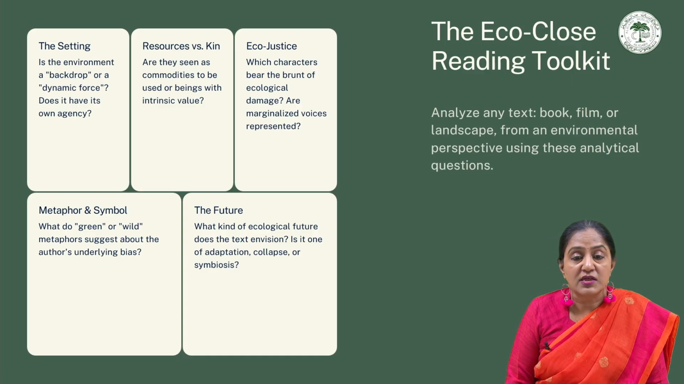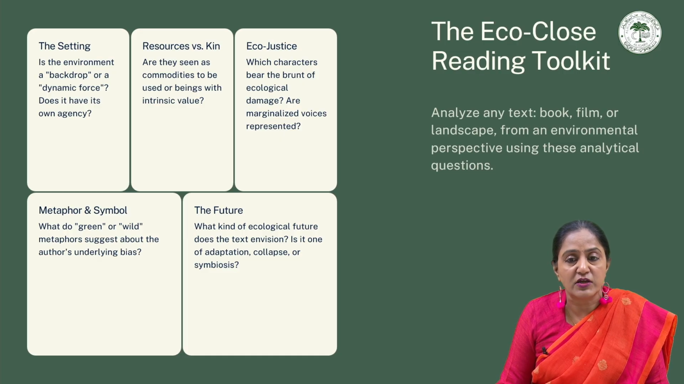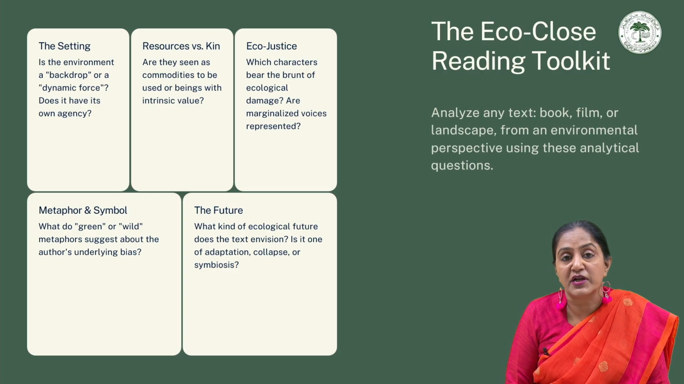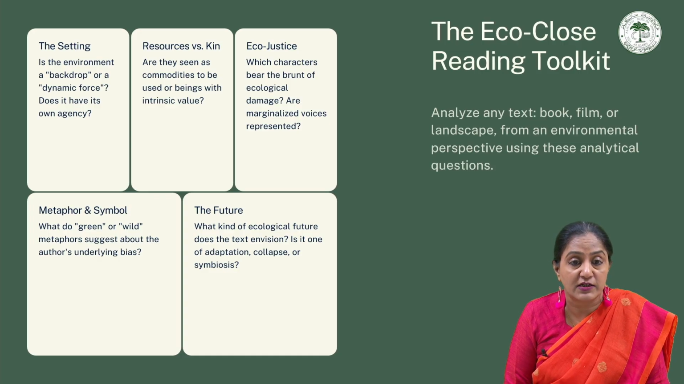Rob Nixon's concept of slow violence is particularly relevant here. Many environmental harms unfold gradually over decades. Toxic contamination, groundwater depletion, biodiversity loss, and climate change often lack dramatic visibility. Literature can reveal these hidden forms of violence.